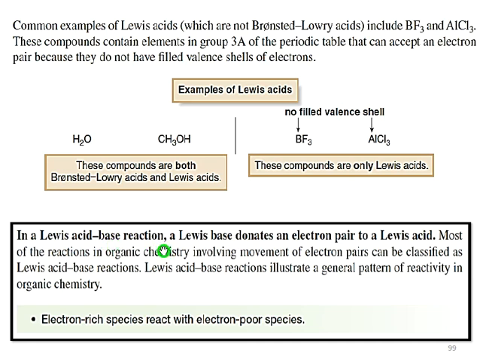And in a Lewis acid-base reaction, a Lewis base donates an electron pair to a Lewis acid. Most of the reactions in organic chemistry involve movement of an electron pair, that means the electron pair will be moved from one place to another, and can be classified as a Lewis acid-base reaction. Lewis acid-base reactions illustrate a general pattern of reactivity in organic chemistry: the electron-rich species reacts with the electron-poor species. Okay, poor means electron deficient. That means the electron-rich reacts with the electron-poor.